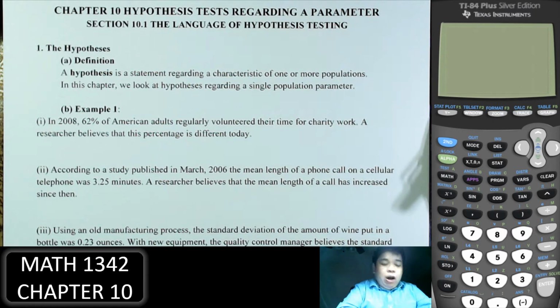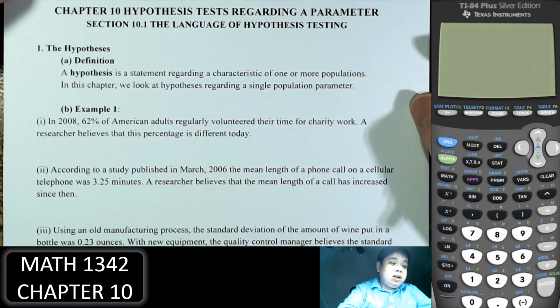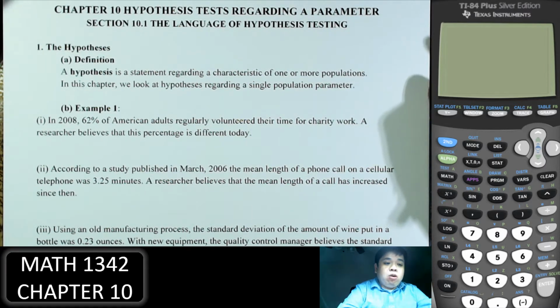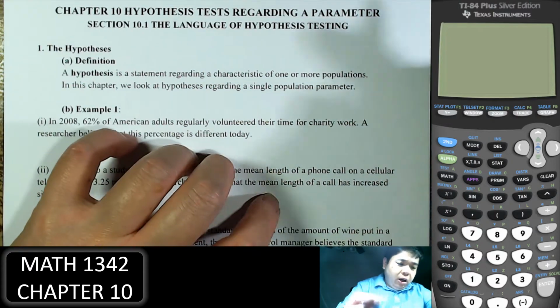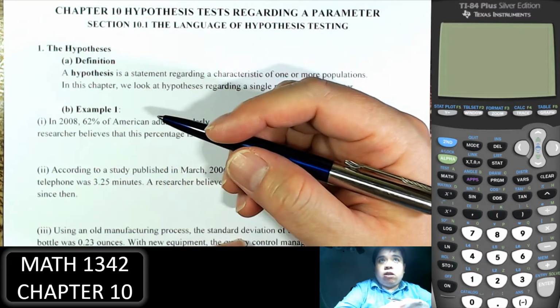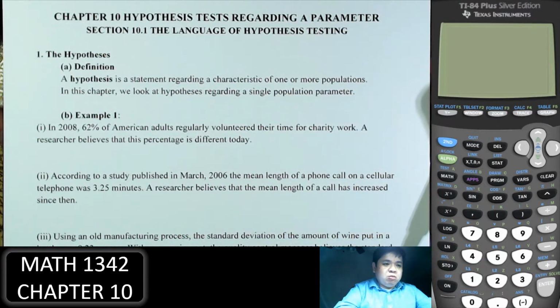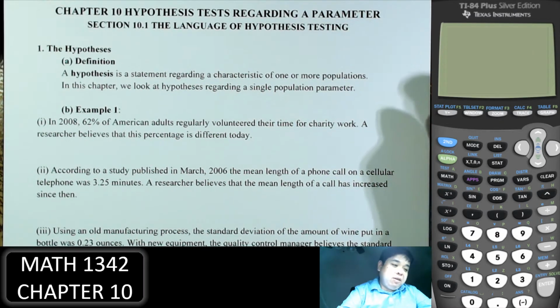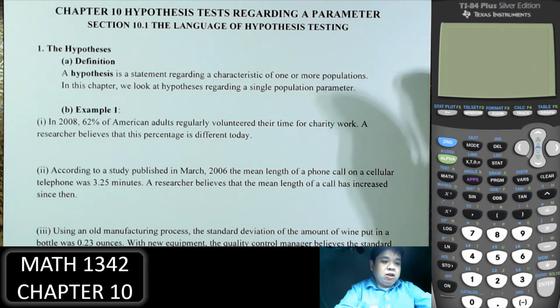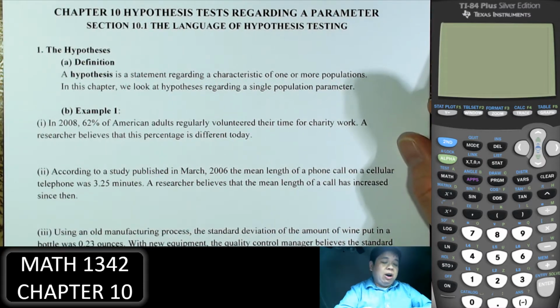Hi everybody, welcome to another video in Statistics, Chapter 10, Hypothesis Testing regarding a parameter. This chapter, we do a little bit different than the previous one. Not just do we do the calculation, but we have to make a decision based on the calculation that we have. But first, before we write the solution, we have to determine the question.